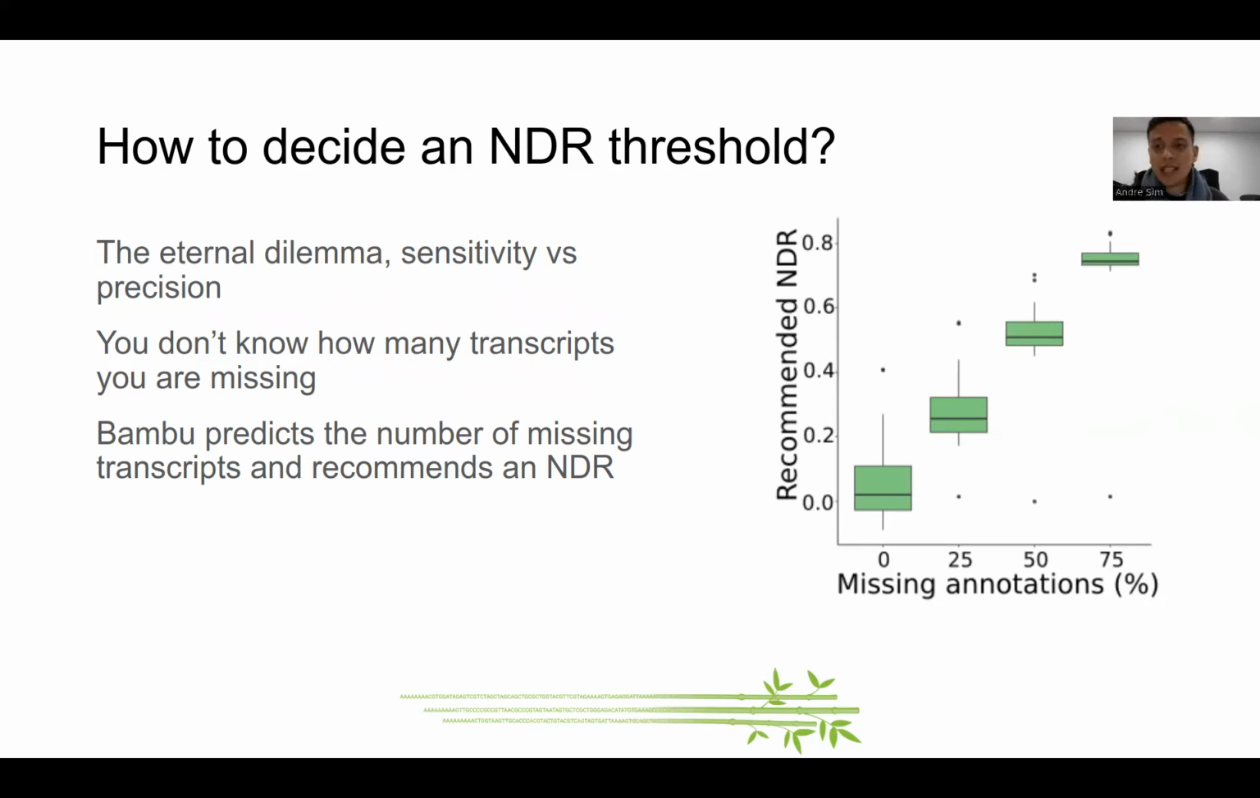What you can see is that at the different fractions of missing annotations, it almost perfectly recommends the NDR that matches how many annotations are missing. So when we have 50% of annotations missing, it recommends an NDR of 50% to try and capture those missing 50%. You might be wondering how this is working, and I'm happy to explain this if you come visit my poster. But essentially we use a pre-trained model that allows us to predict which highly scored ones should potentially be annotated and which shouldn't be.